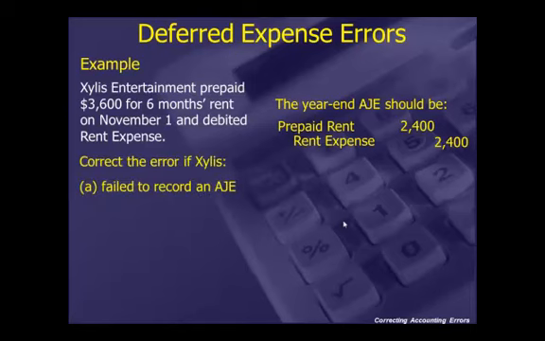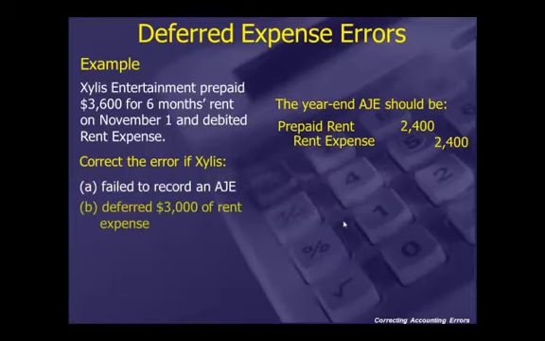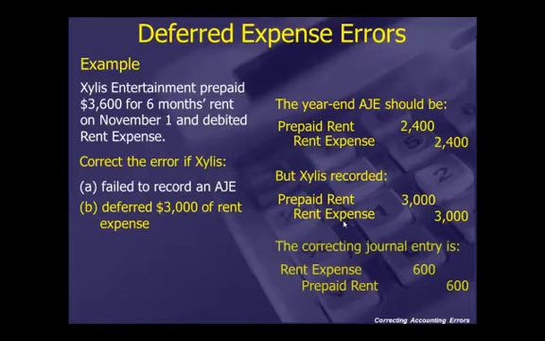If we fail to record the adjusting journal entry, we simply record it as it should be. Deferred $3,000 of rent expense. Well, we would have debited prepaid rent for $3,000, credited rent expense, when in fact the correcting journal entry is that we want to have only $2,400, so we need to reverse the accounts, take $600 out of prepaid rent, reducing it to $2,400, and the rent expense also then changes accordingly.